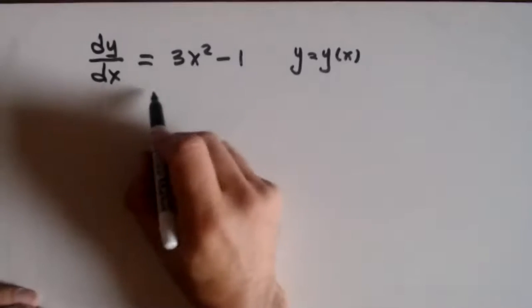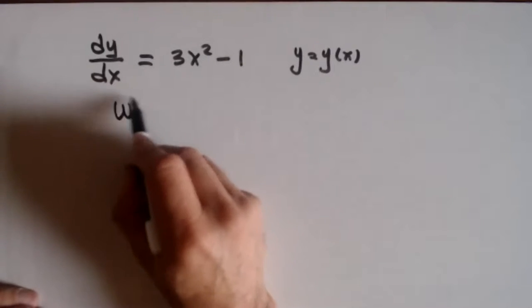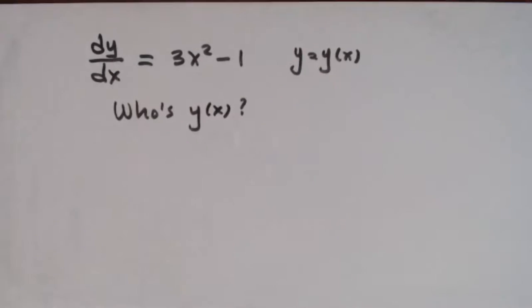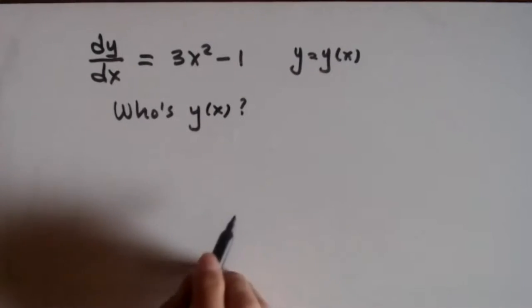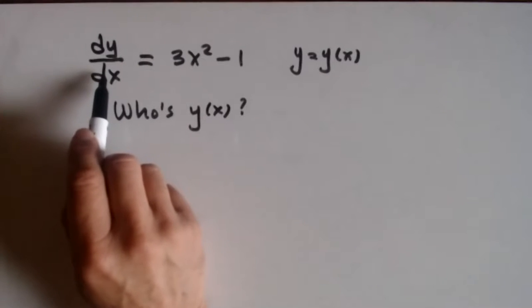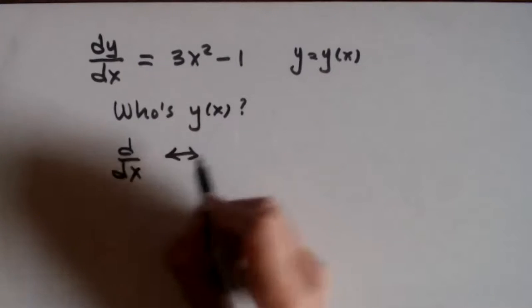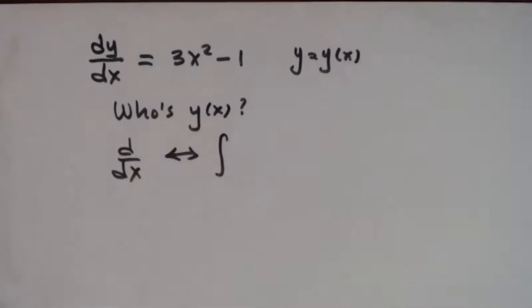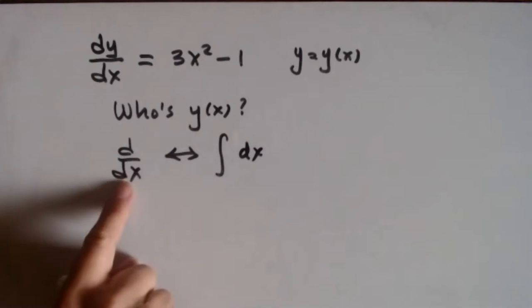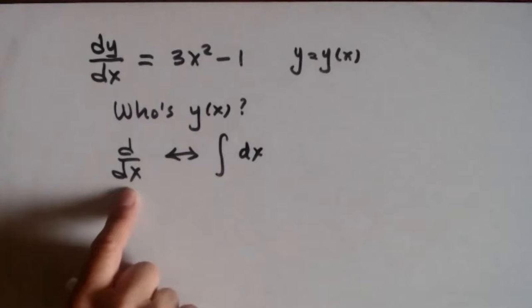And then my question is, okay, this is the derivative of y, but whose y? So what function gives me that? Well, the derivative is an operation, and then you know that the derivative is the inverse operation of the integral, correct? Integral dx, right? So if you have a derivative, the inverse is the integral. If you have an integral, the inverse is the derivative.